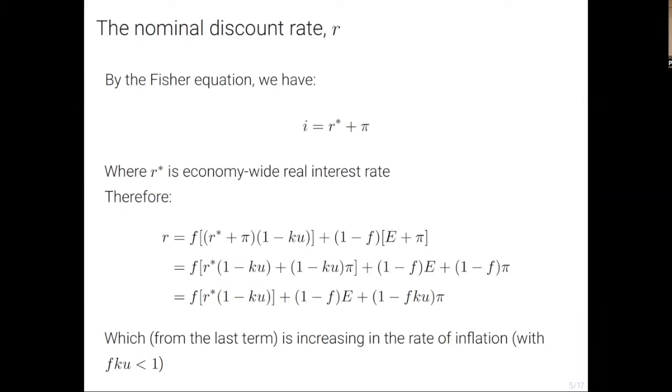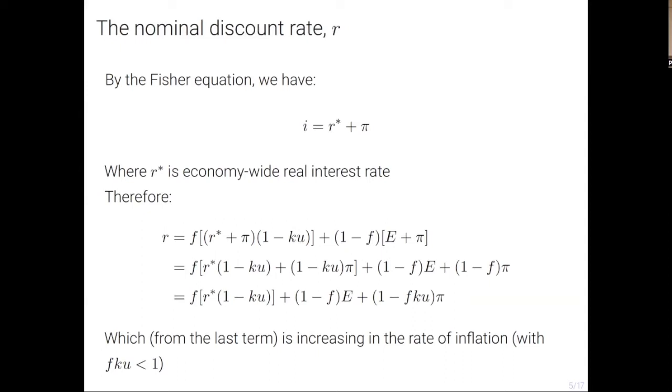So putting that into our equation for the firm's nominal discount rate and doing a little bit of algebra, we come out with the equation where that nominal discount rate is equal to a function of the real rate, the rate paid on corporate equity, and then this inflation term. And that last term in this equation is the key one to focus on here, how inflation is impacting this nominal discount rate. And you can see that last term, as long as F times K times U is less than 1, inflation is having a positive effect.